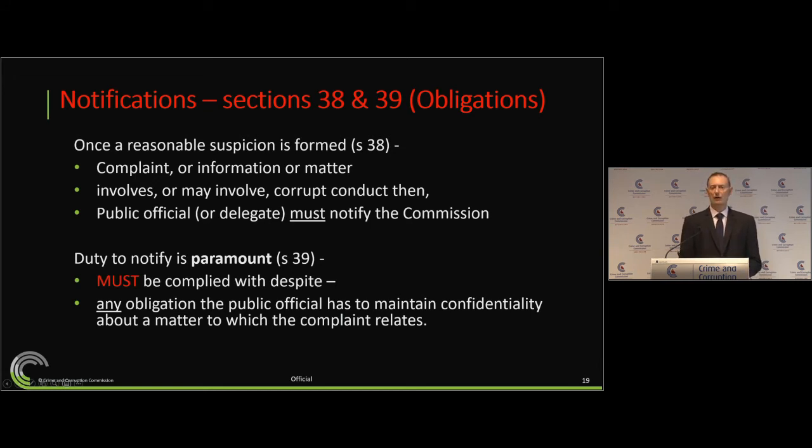Issues in relation to privacy often come up, and as a consequence of that, we say no, your obligations are quite specific there at 39. So if you're unsure, please look up the legislation, and if you have any questions, come back to me.